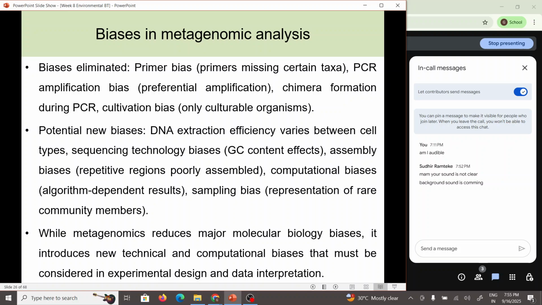So we have to have a completely representative sample, otherwise the rare community members have the chance of being left out, and that is called the sampling bias. Sampling bias is also possible in non-metagenomic approaches. It is a common bias. While metagenomics reduces major molecular biology biases like the primer and PCR bias, it introduces computational biases, more like the assembly bias and algorithm dependent bias. So further research and development should be on these.